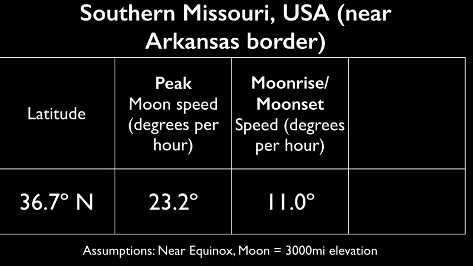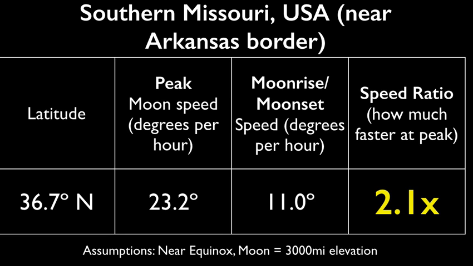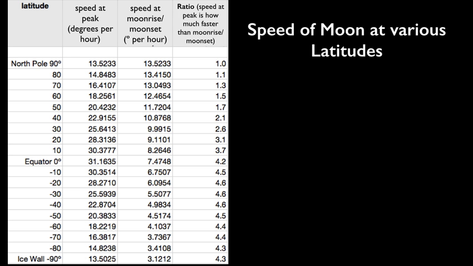Again, objects actually moving at a constant rate, such as the moon, will appear to move slower when they're further away. This gives us a ratio of 2.1 times. The moon appears to move about twice as fast at its peak than at moonrise or moonset for the observer in Missouri. Here we've duplicated all these calculations for all the latitudes on the flat Earth.